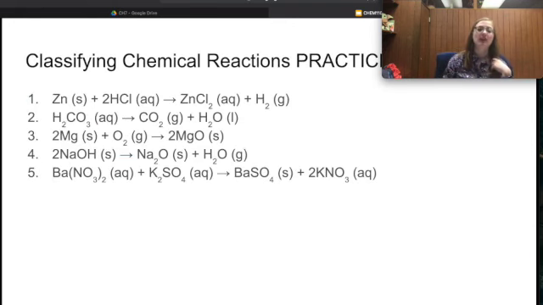So go ahead, work through these as practice, and see if you can determine if they're single displacement, double displacement, synthesis, or decomposition.